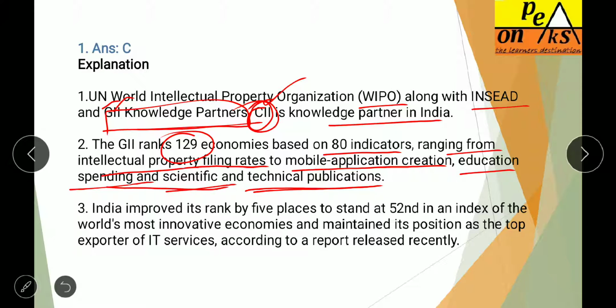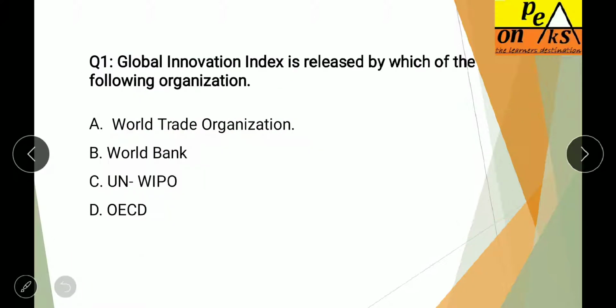India improved its rank by 5 places to stand at 52 among the world's most innovative economies, and maintained its position as the top exporter of IT services. This is according to the Global Innovation Index report, which is released by the WIPO.